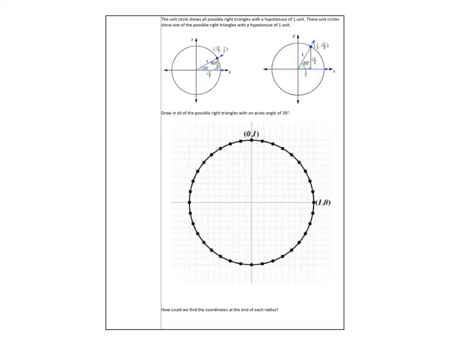And so we're going to use those guys in a very special circle called the unit circle. Moving on to the next page.